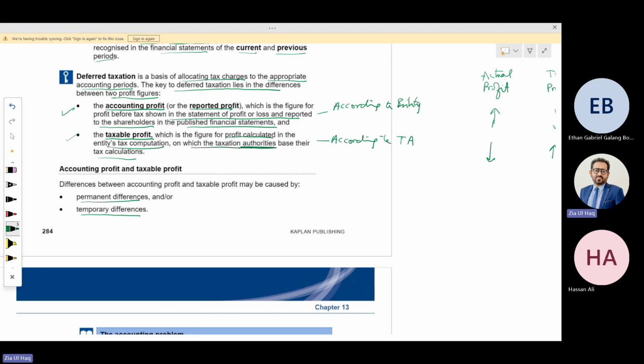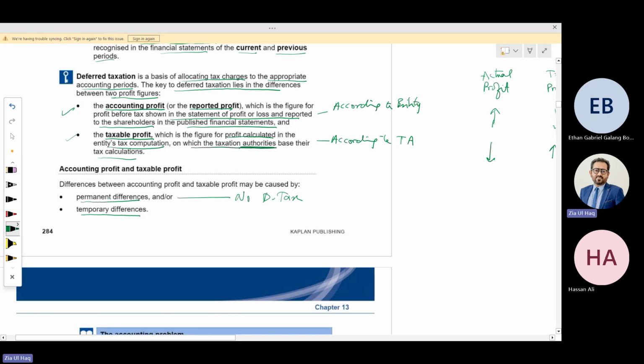Like we provided some entertainment to our staff. Suppose we enjoyed a movie with the staff. There was an expense. We included it in business expenses, and we calculated profit and tax. The tax authority says no, this is not a business expense that you are deducting to calculate tax. This is not allowable expenditure, not now, not even in future. So that is called a permanent difference. In case of a permanent difference, there is no deferred tax effect.